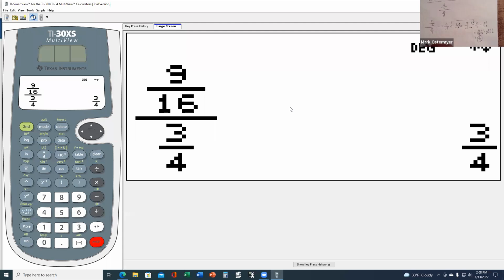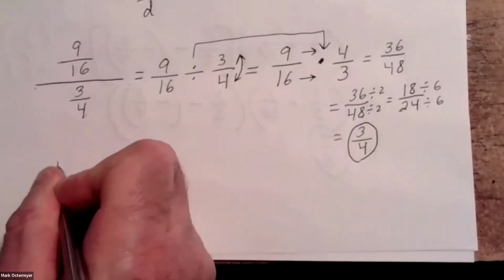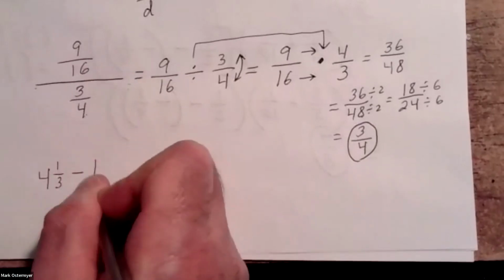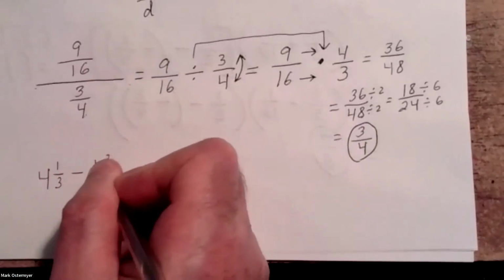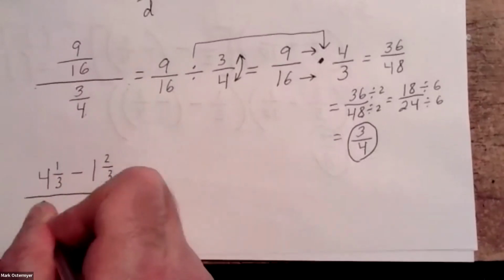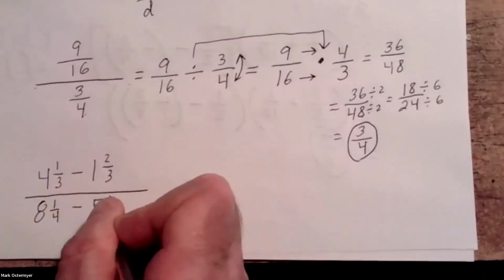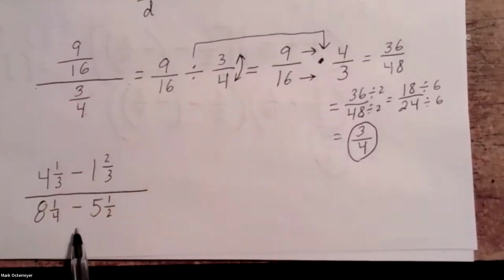Okay. Do you think we can try this one now? Let's take this big old nasty complex fraction and have our calculator wrestle with it. 4 1/3 subtract 1 2/3, and we're going to divide, have that sit over 8 1/4 minus 5 1/2. Wow, look at that. Let's try to simplify this complex fraction.